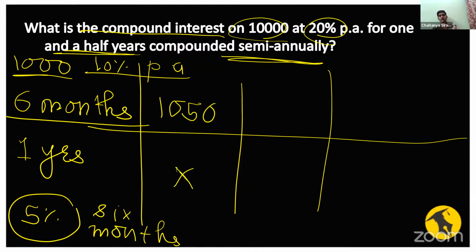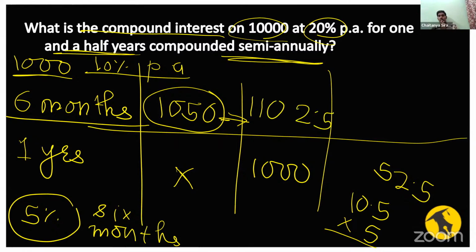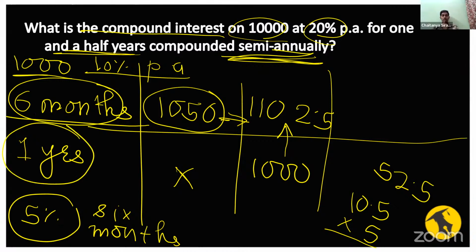There's nothing here right now. After 1 year, here it would be 1000 rupees. And now you need to find 5% on this value. So what would be 5%? 1% would be 105 into 5. So it's nothing but 525. So the amount which you would get here would be 11025. So you are slightly getting more amount or more interest in 6 months when you are compounding semi-annually than when you are compounded annually.